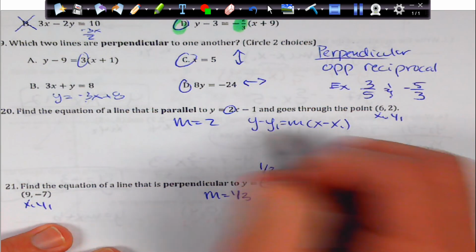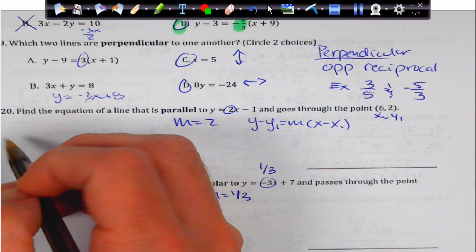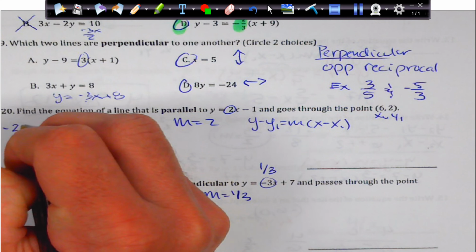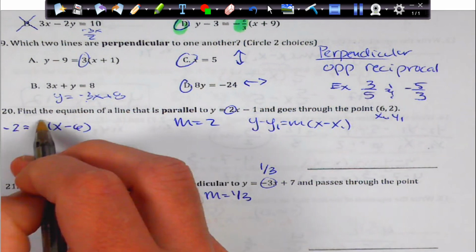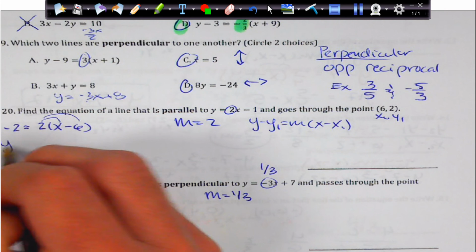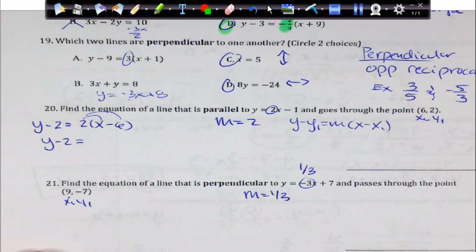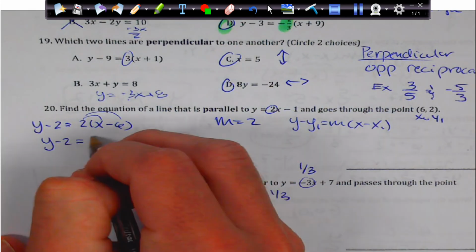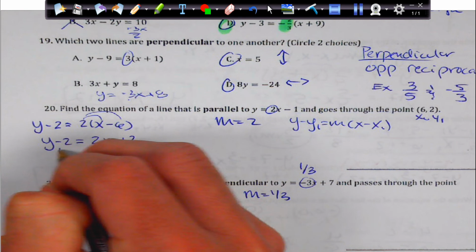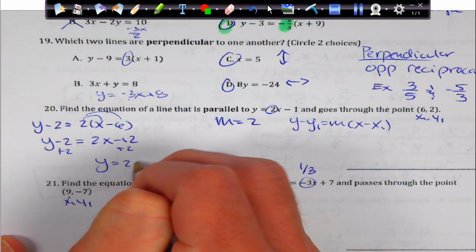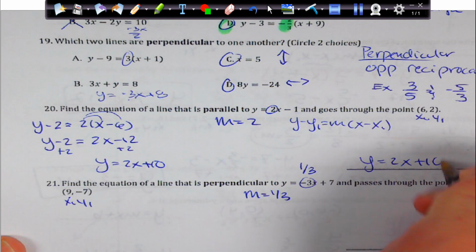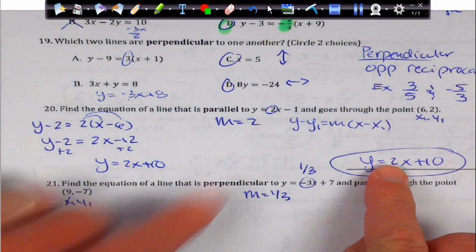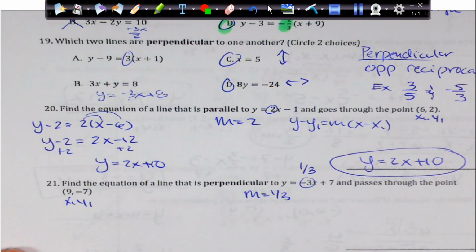And I don't know what I did over here. I'm going to do it over here, actually. So that's y minus 2 equals 2 times x minus 6. Distribute. And we get y minus 2 equals, well, off the page over there, 2x minus 12. And then add the 2. Get y equals 2x plus 10. And again, we can see 2 and 2, they have the same slope, so we know they're parallel.